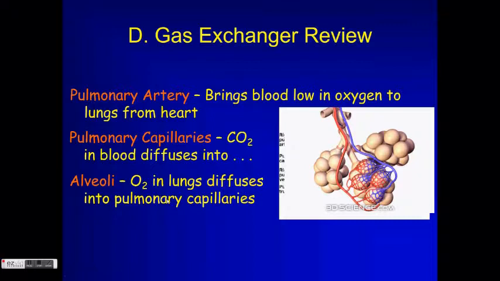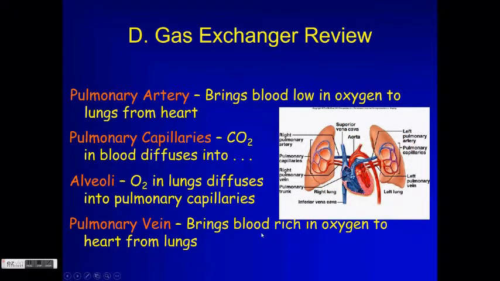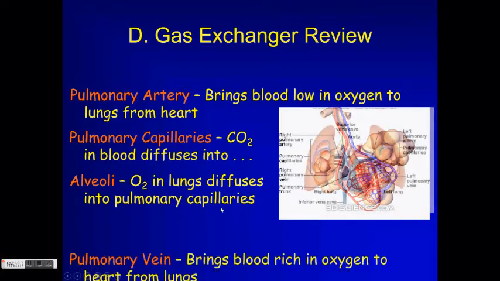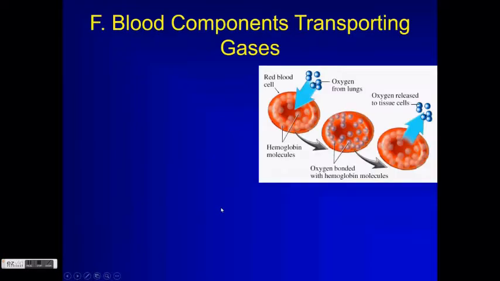Anyway, once oxygen has been diffused into the pulmonary capillaries, then oxygen can be transported back to the heart through the pulmonary vein, bringing blood that's rich in oxygen from the lungs back to the heart. And so here in red, the pulmonary veins bringing blood back to the left atrium, left ventricle, and back out. Any carbon dioxide that's been diffused into the alveoli would head through the bronchioles, the bronchial tubes, and on back out eventually, out through the nose or out through the mouth.